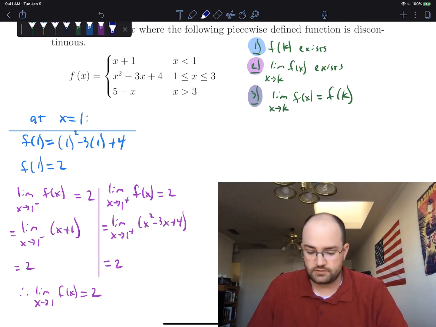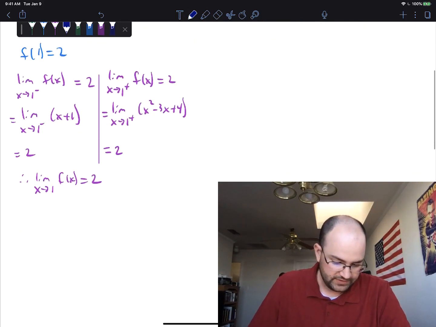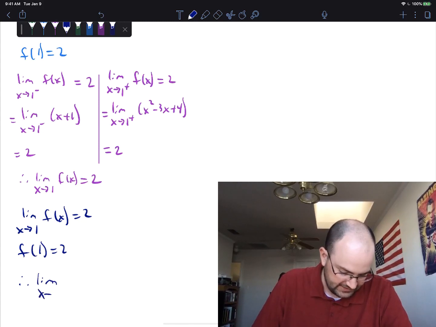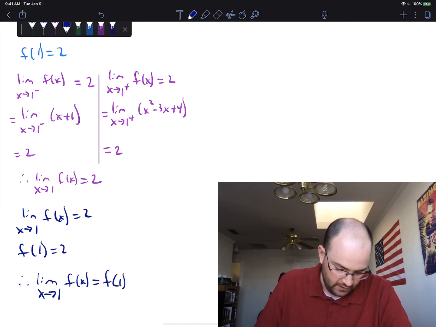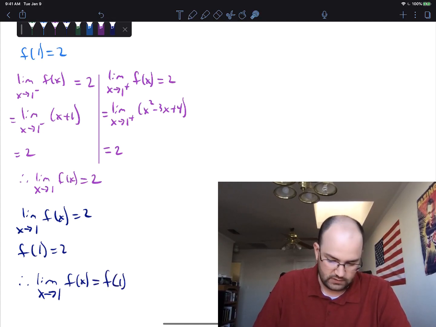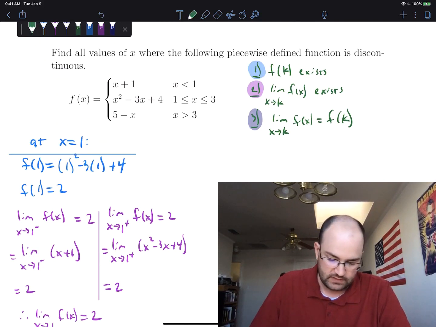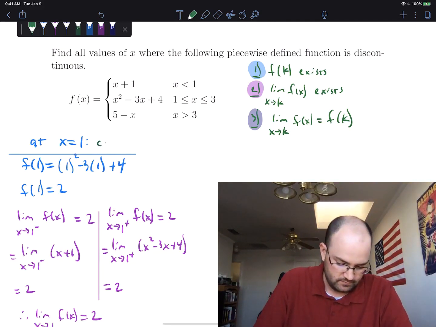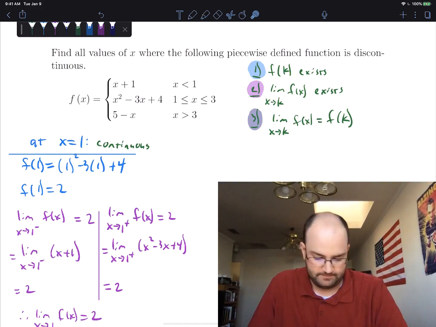Now let's look at the third condition. Notice that the limit as x approaches 1 of f of x is 2. We know that f of 1 is 2. Therefore, the limit as x approaches 1 of f of x is, in fact, f of 1 because they're both 2. And that is that third condition. Therefore, x equaling 1 is continuous, because all three of these have been satisfied.